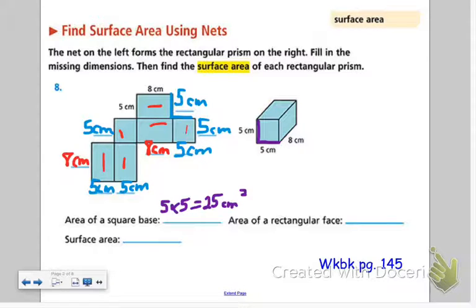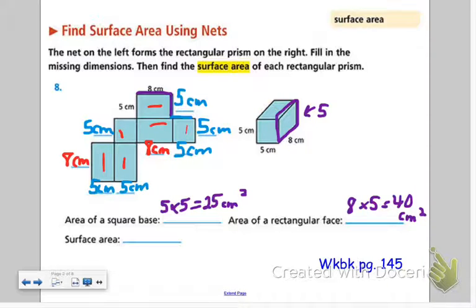Next, I'm going to find the measurement of the rectangular faces that go all the way around. So this is my rectangular face here. And this one has a length of 8, and it has a width of 5, because as we learned earlier, the rectangles are 8 by 5. So I would have to do 8 times 5, which gives me 40 square centimeters.